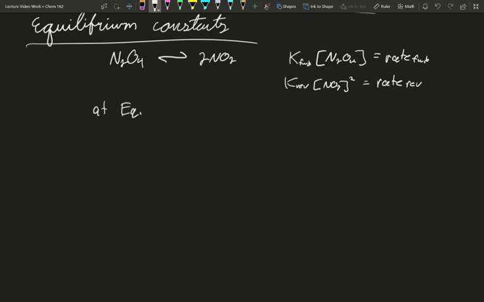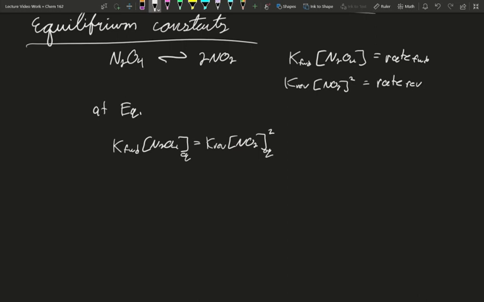At equilibrium, these must be equal to each other. My K forward times N2O4 must be equal to K reverse times NO2 squared. And these would be the equilibrium concentrations. This is the only time the rates would be equal to each other, so these expressions would be equal when you are at equilibrium. So the only concentration where this is true is the equilibrium concentrations.